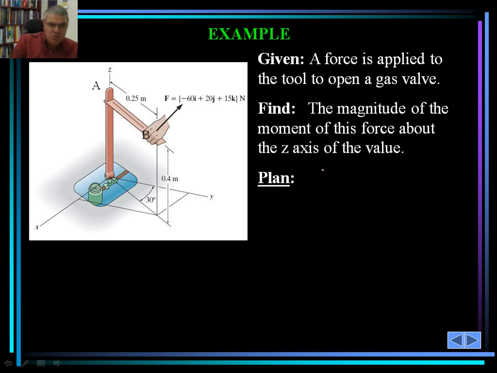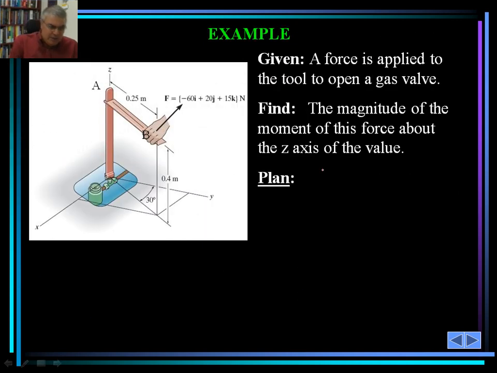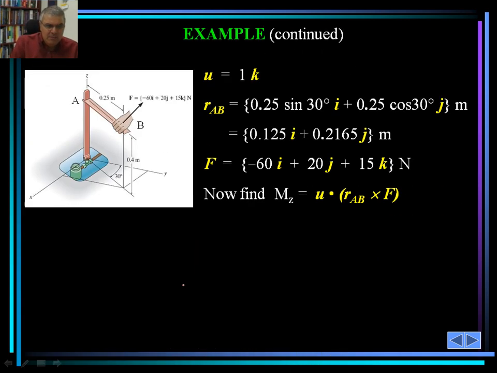Again, we are going to use what I just discussed with you, the triple scalar product. I'm going back and forth, and this also serves as a review. So we're going to use the triple scalar product to do that. What would be the plan? The plan is to use M sub z about the axis z, M sub z equals u dot parentheses r cross f. Note that u is 1k, in the z direction, and the vector r is a position vector from A to B, and force F is already given in the Cartesian coordinate system.